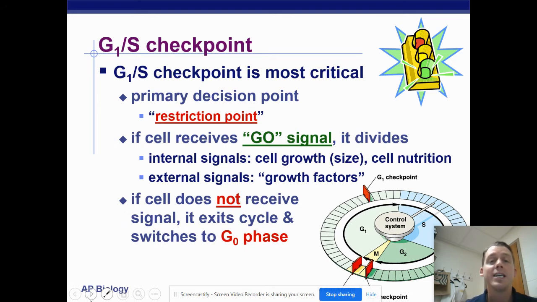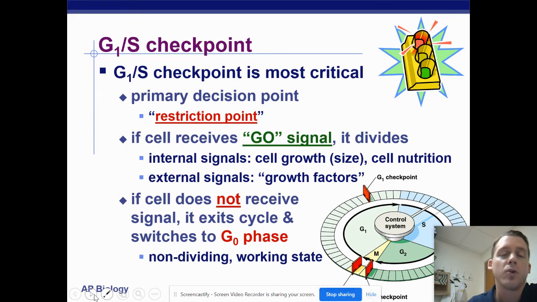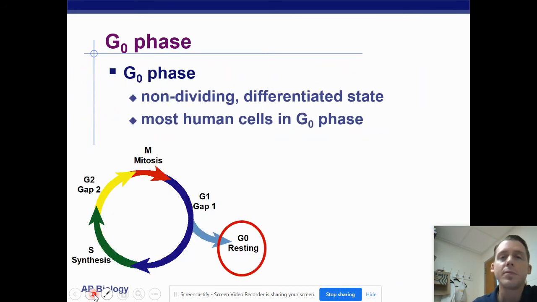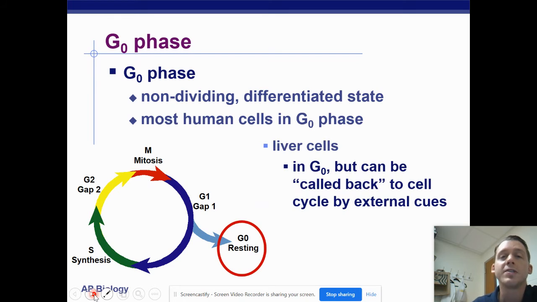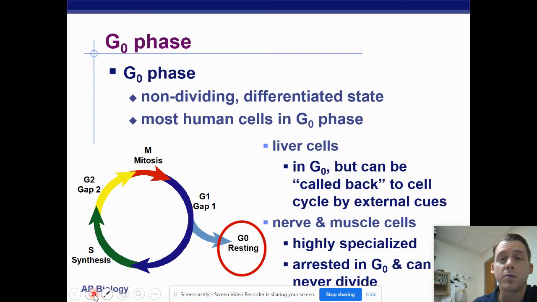So if the cell does not receive these internal signals and these external signals, it's going to exit the cycle and it's going to pause in G1, so it will be in G0 phase. Sometimes a cell can be returned back to G1. Again, this is review. G0 is a non-dividing differentiated state. Most human cells that are in the G0 phase include your liver, muscle, and nerve cells.